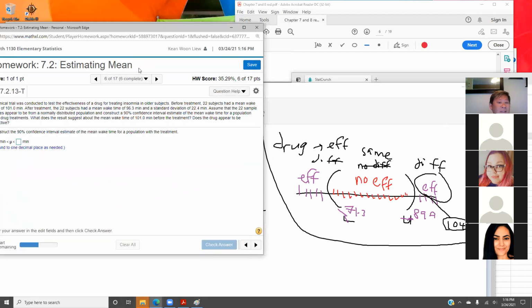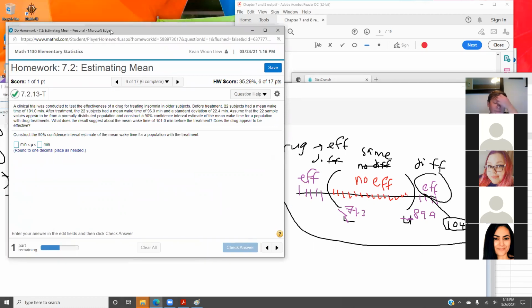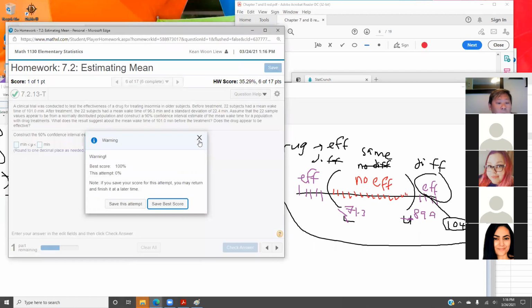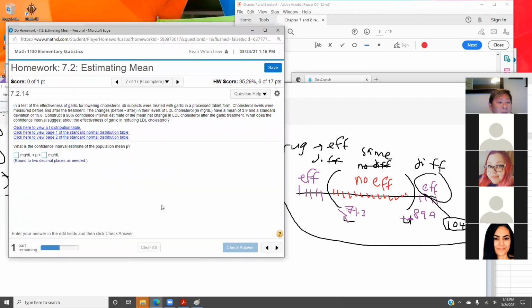Right, this is the same thing. This is another drug. Oh, sorry, this is the same question. My bad. This is also another drug, called garlic. So read this.